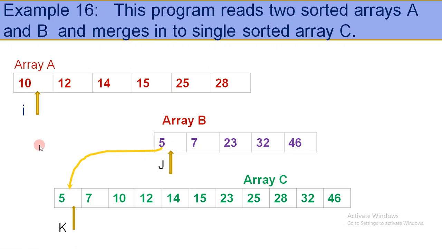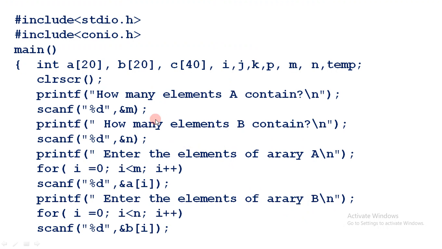Okay, so K is the index which moves. K will be equal to m plus n. If this is m number of elements and this is n number of elements, array C contains m plus n. So this is the implementation. Integer array A 20 elements, array B 20 elements. Therefore invariably C should have storage space for 40 elements.